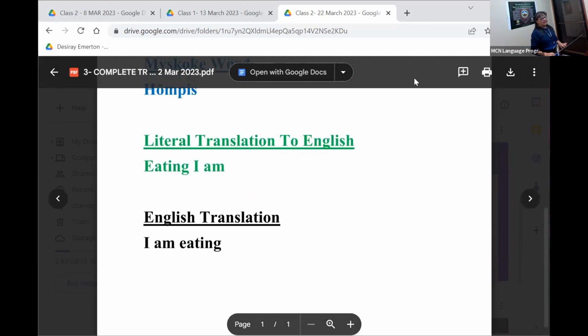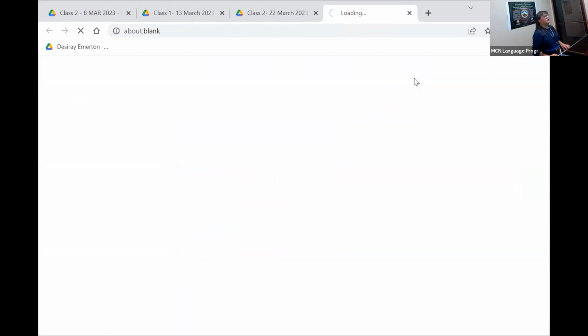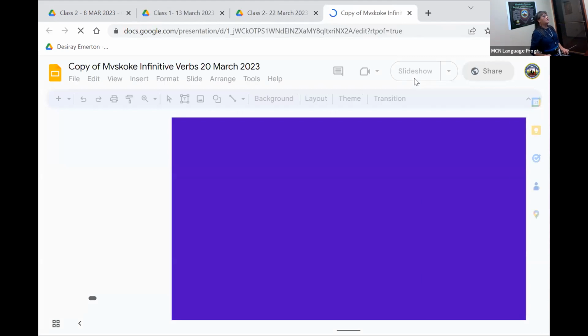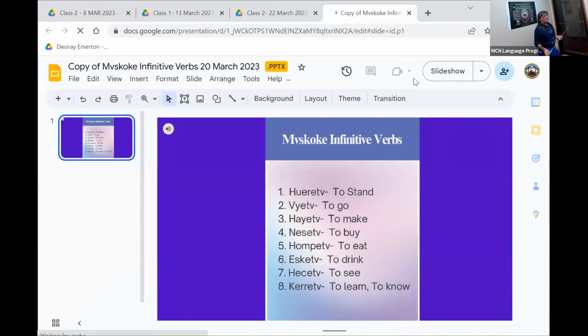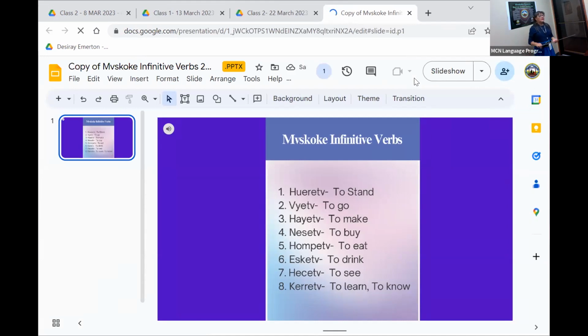So I know that's a lot to take in today. I didn't want to overwhelm you guys. I also put in the classroom right here the infinitives. And these are not all of the infinitives in the Mvskoke language. These are just a short few that we're going to use for our next classes to make the sentences. I can show you how to break down Ayida, to go, and I will put it color-coded so you can see how it breaks down. But I will show you that one because I know that one's difficult because you do change the V to an A. And now it makes sense.